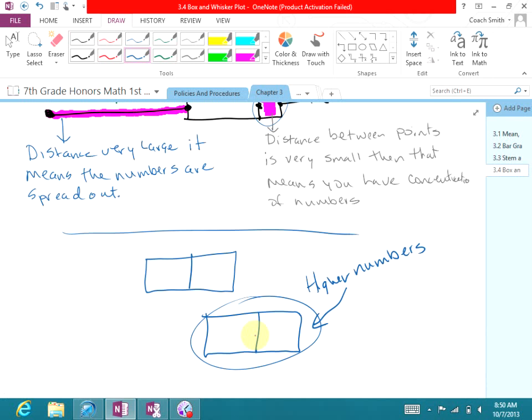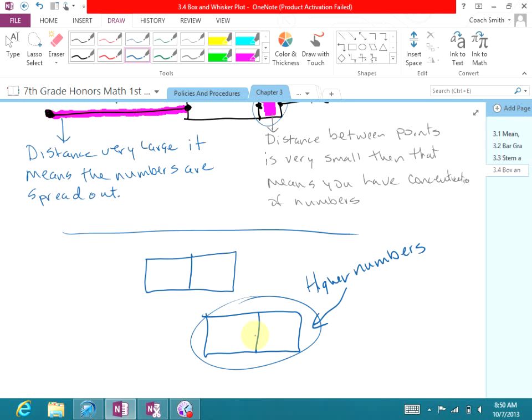All right, let's look at number 1 on page 125. Number 1 says, in exercises 1 through 4, tell whether the statement about the box and whisker plot is true or false. Number 1 says, the upper extreme is 93. Is that true or is that false? What is it?